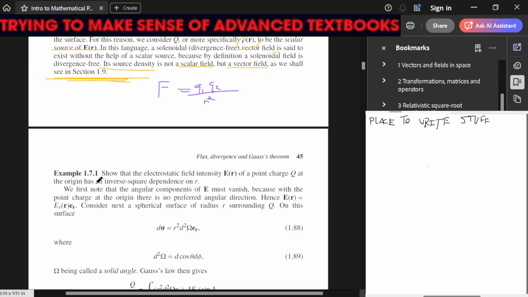Show that the electrostatic field density E of a point charge Q at the origin has an inverse r-squared dependence on r, which means that the angular components of E must vanish, because with the point charge at the origin, we have the origin here, the point charge is here. Because with the point charge at the origin, there is no preferred angular direction. The angular components of E should vanish for a point charge.